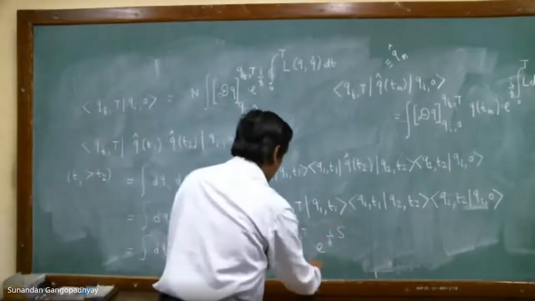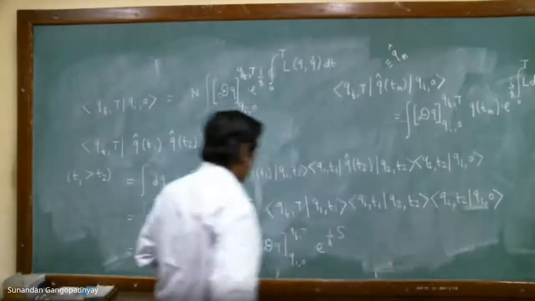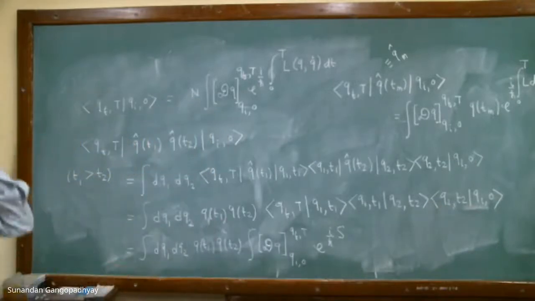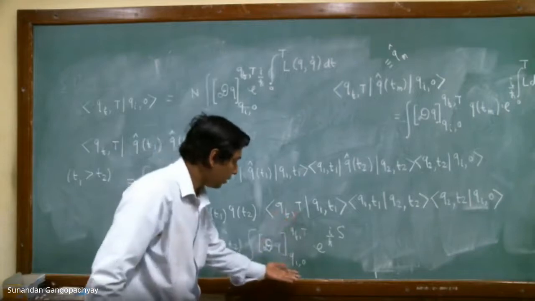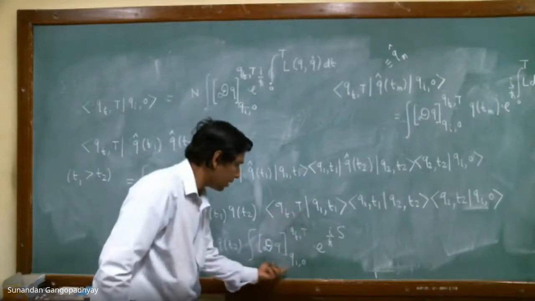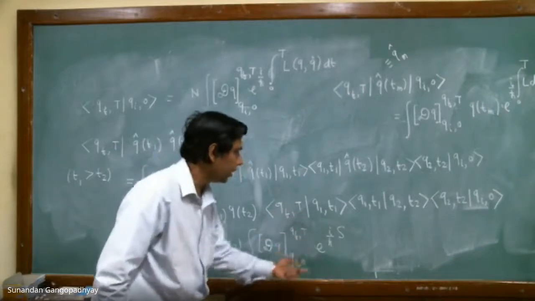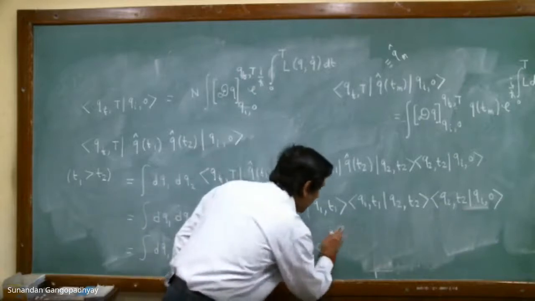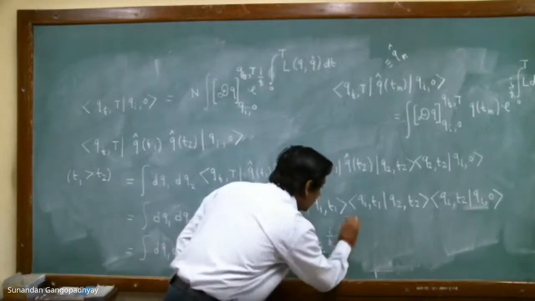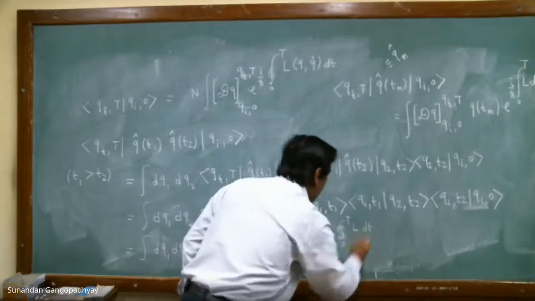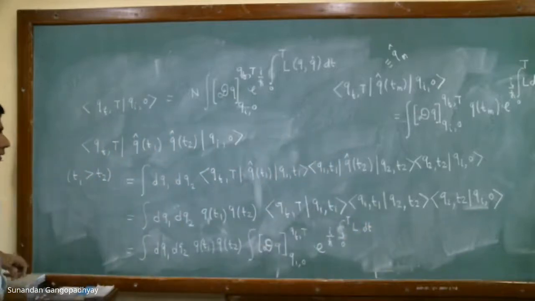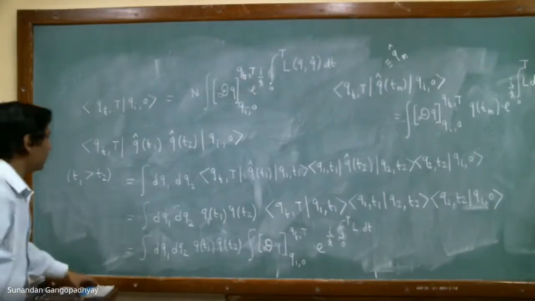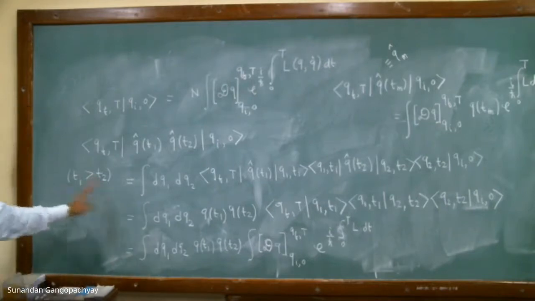You just put it over here for each of these propagators, and then you can combine everything in one path integral. The boundary conditions will now be q_i at 0 to q_f at T, e to the power of i by h-bar times the action, where the action is the integral from 0 to T of dt. So this is what you will get after doing this calculation, and this is for this ordering of time.